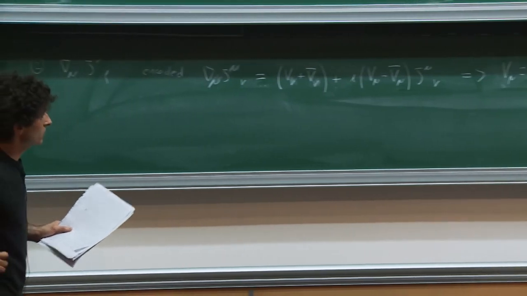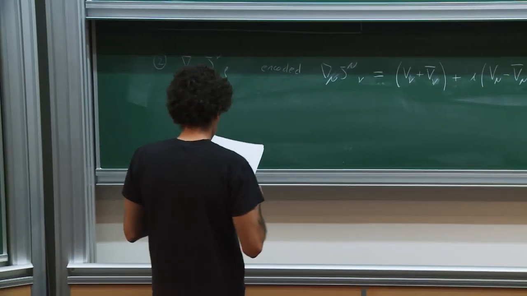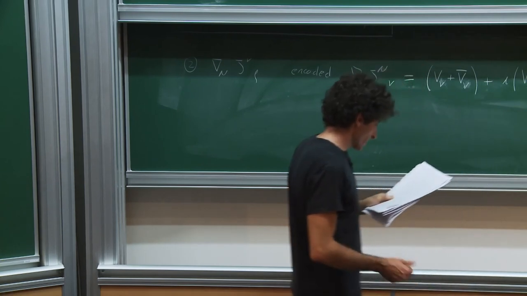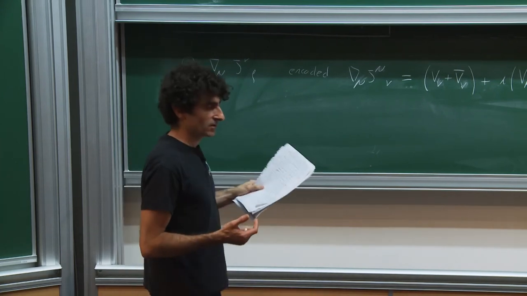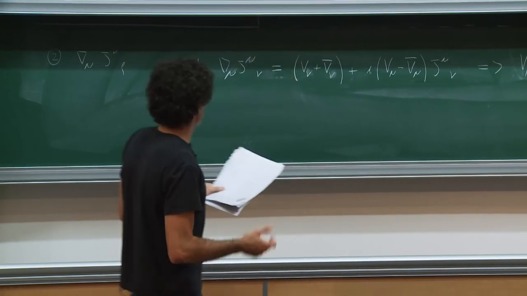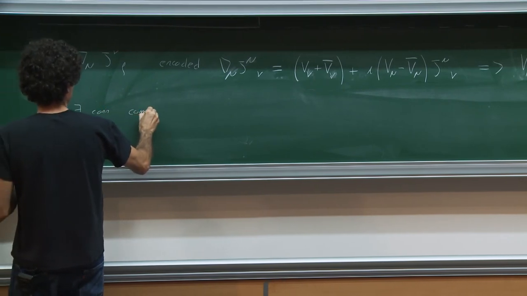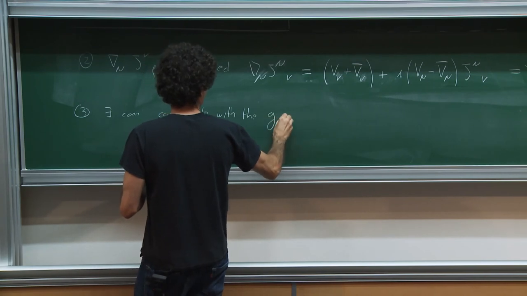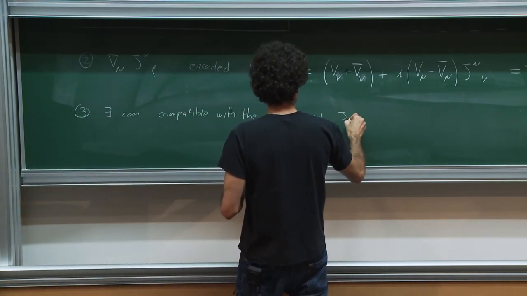Now, to conclude, you have to use another fact about complex manifolds. As you see here, the covariant derivative of the complex structure is not zero; it's encoded in V. But if, instead of working with the Levi-Civita connection, you choose a different connection, you can choose a connection such that it is compatible with the metric. So I'm going to claim that there exists a connection that is compatible with the metric, and it's also compatible with the complex structure, J mu nu.